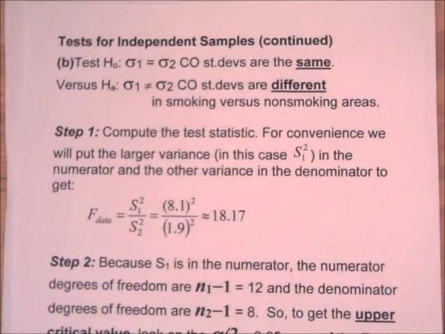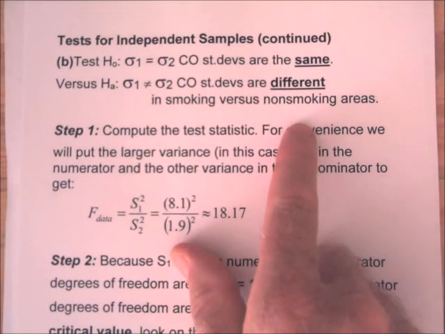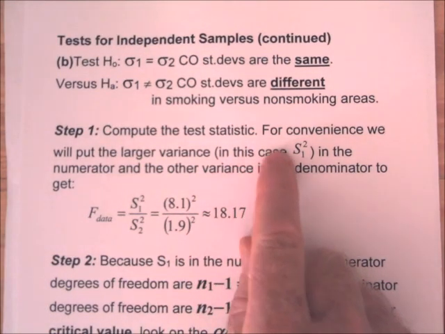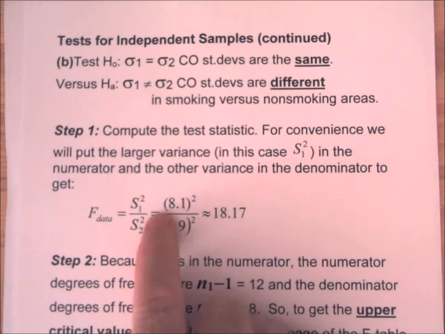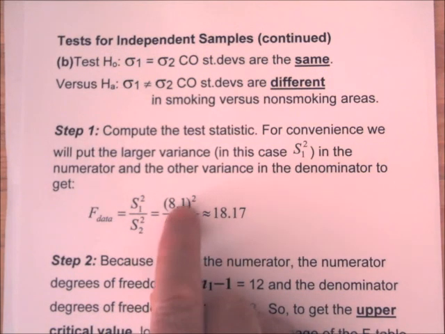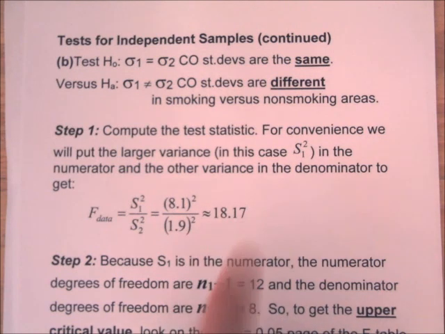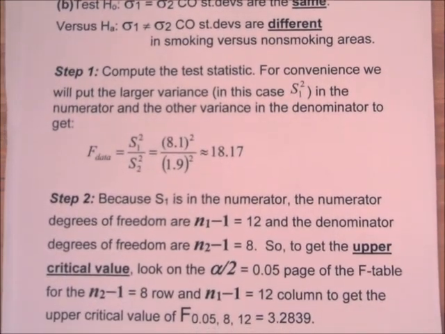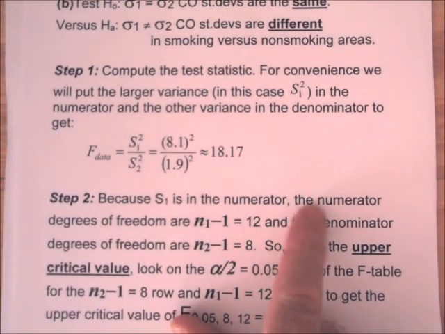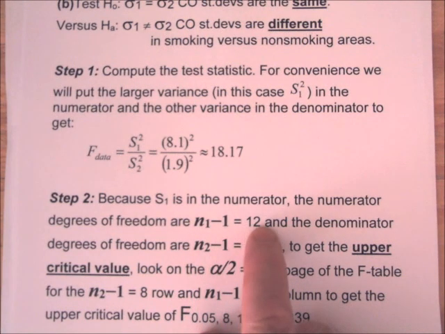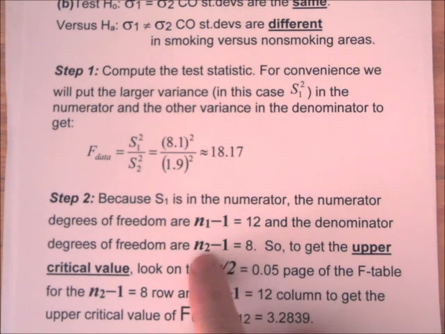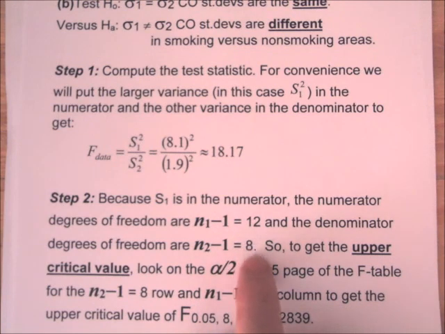Okay, part B, we can also test whether the standard deviations are the same or different in smoking versus non-smoking areas. First step is to compute the test statistic. That's going to be S1 squared divided by S2 squared. In this case, it's 8.1 squared divided by 1.9 squared, which comes out to be about 18.17. And because S1 is in the numerator, the degrees of freedom are N1 minus 1, which is 12. The denominator degrees of freedom are N2 minus 1, which is 8.